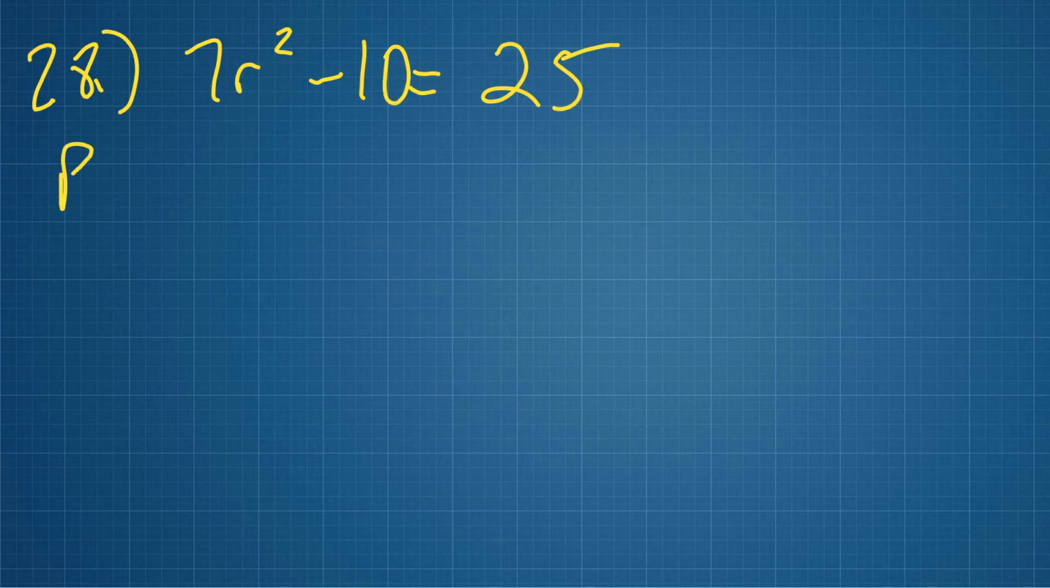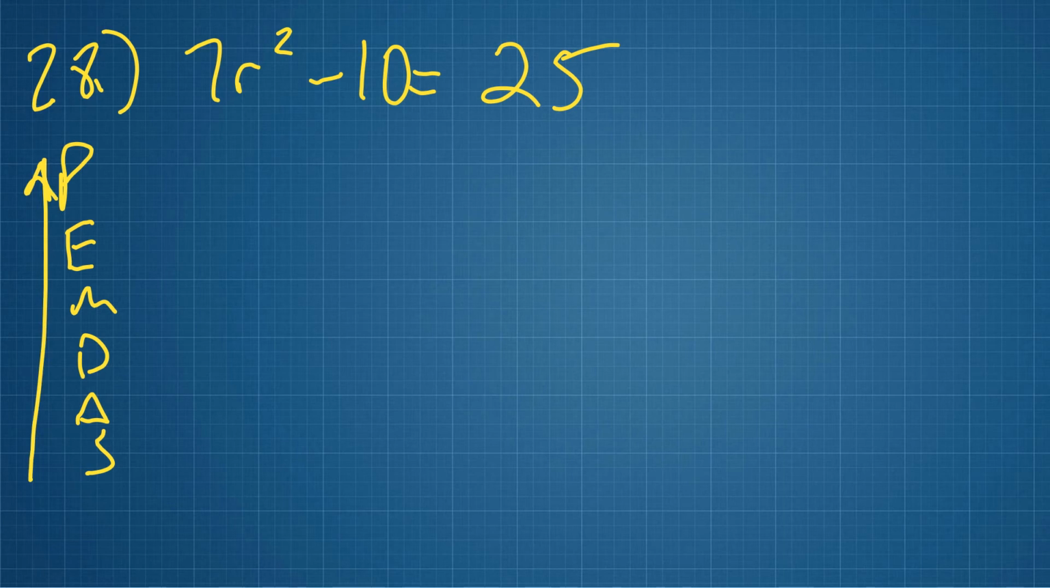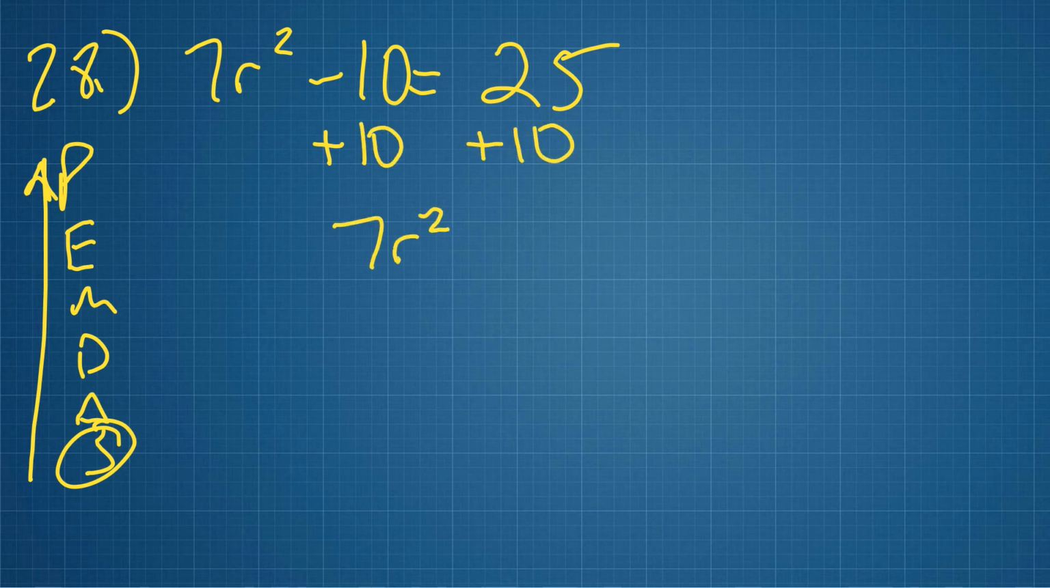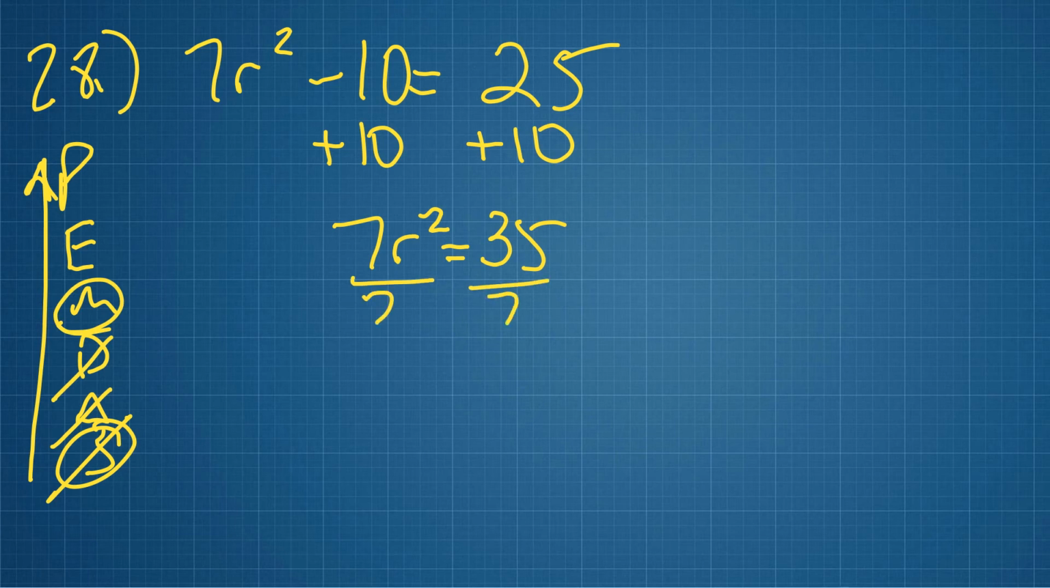Alright, so once again, I have one letter. I'm going to use PEMDAS backwards. Somebody's going to get in the bad habit of not doing that, because they're going to see that 25 and think they should square root right away. But you don't. You get rid of subtraction first. That's why the first thing I do is I add 10 to both sides. I get 7r squared equals 35. There's no more subtraction. There's no addition. There's no division. Oh, there's multiplication. That's why I divide by 7 before I take the square root. I get r squared equals 5.